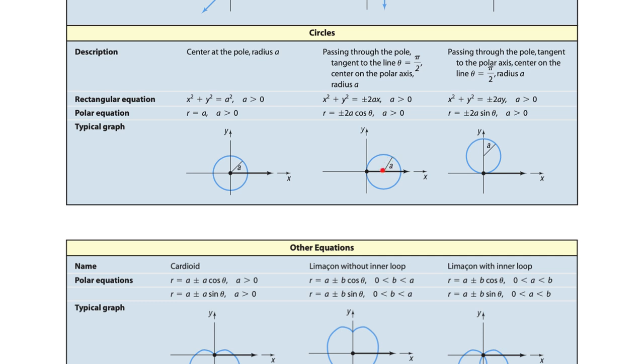If the center of the circle lies on the negative x-axis, then the equation is r equals negative 2a cosine theta, where a is still the radius of the circle. For the circle whose center lies on the positive y-axis, the equation of that circle is r equals 2a sine theta, where a is the radius of the circle. If the center lies on the negative y-axis, then the equation of the circle is r equals negative 2a sine theta. The radius a is always positive.